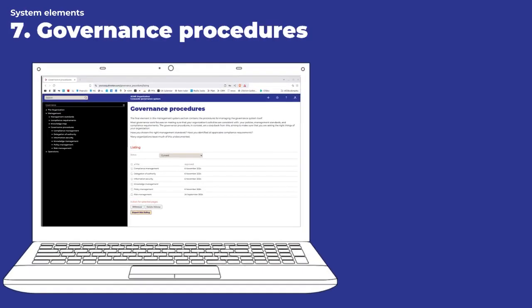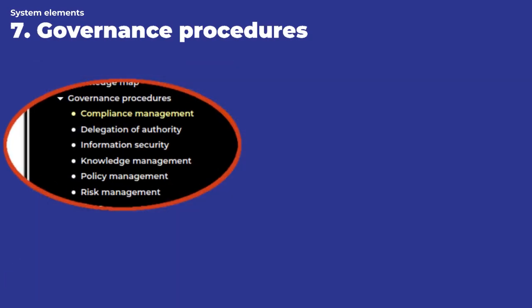The final element in this section contains the procedures for the governance system itself. These are the procedures for creating, maintaining, and using the elements of your management system, designed to ensure that you're asking the right questions of your organization and that your governance activities are effective and reliable.